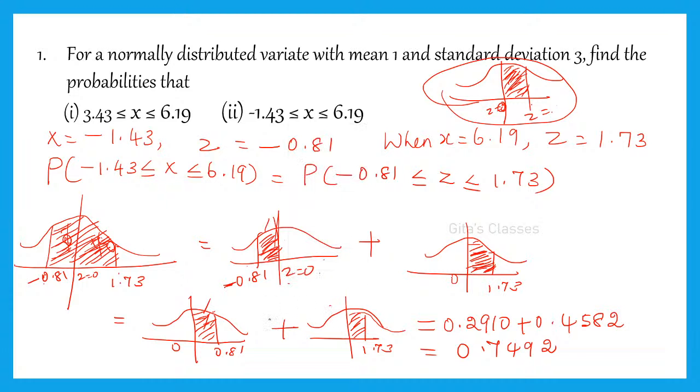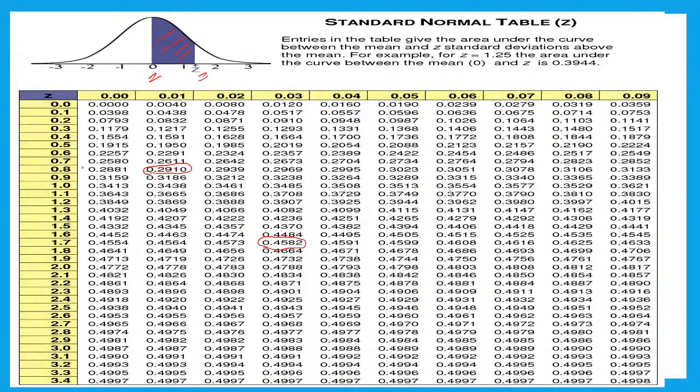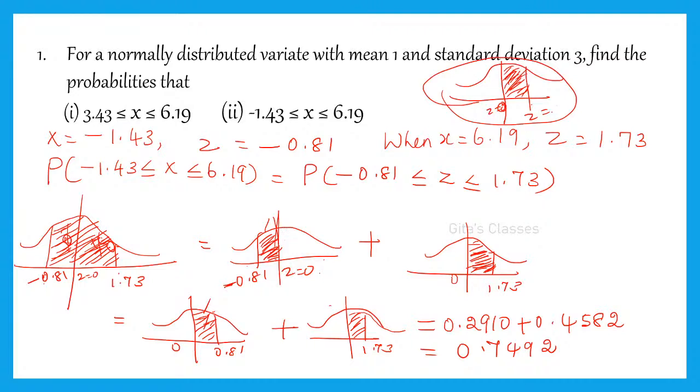Therefore, this already we have seen from 0.81. How will you see the value? 0.8 and 1 is here, so 0.2910. And for 1.73, 1.7 you have to see in the column, and 3 corresponding to it, 0.4582. So 0.7492. Any doubt?